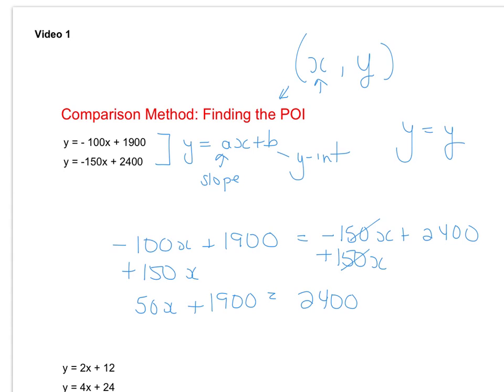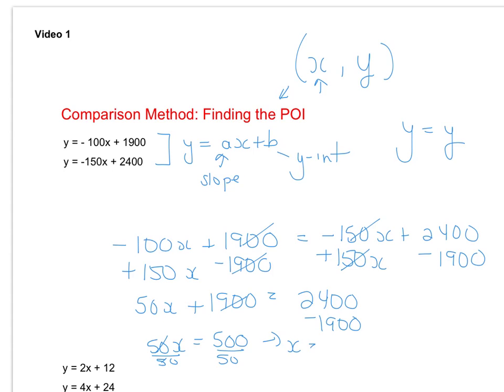Now we want the 50x to be all by himself, so we're going to move that 1900. To make it 0, we have to subtract. So 2400 minus 1900 gives me 50x is equal to 500. Divide each side by 50, and you get an answer of x is equal to 10. And you can check your answer.